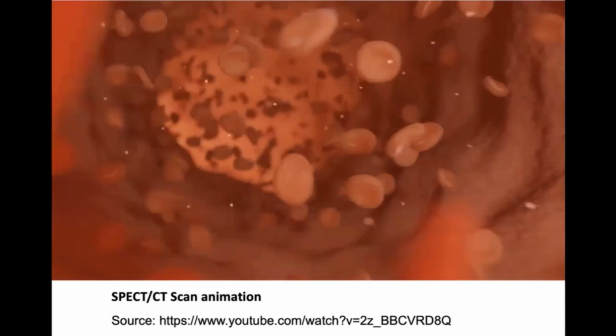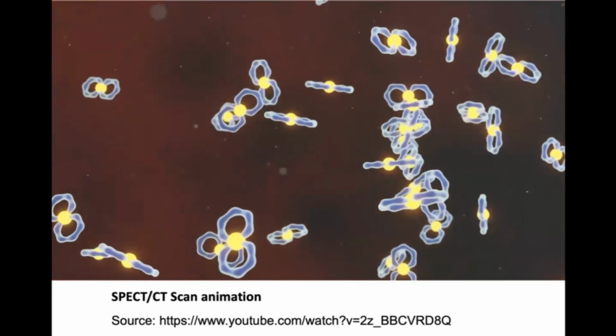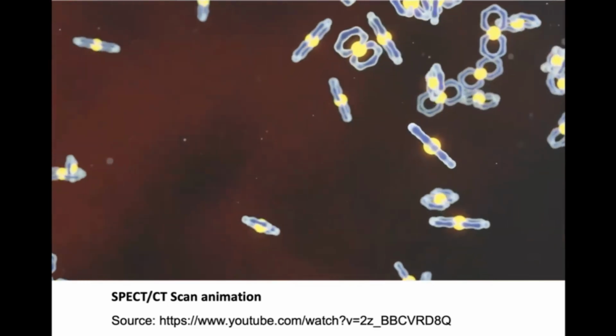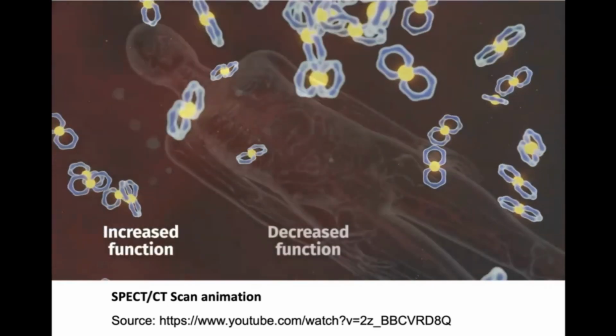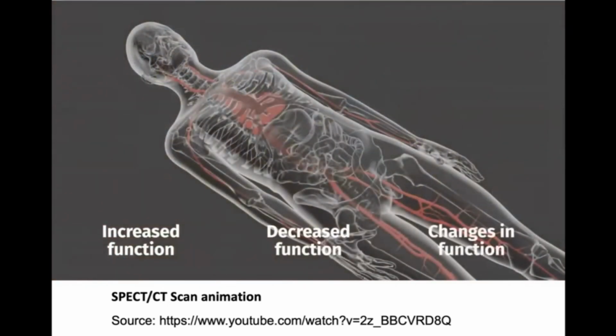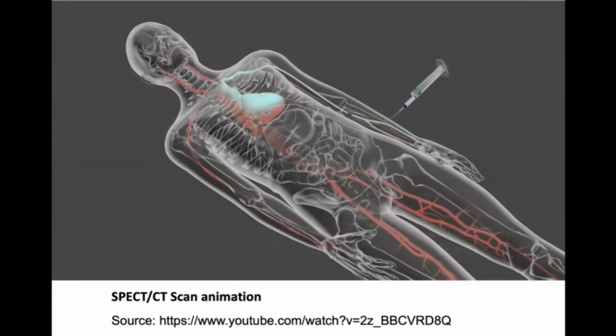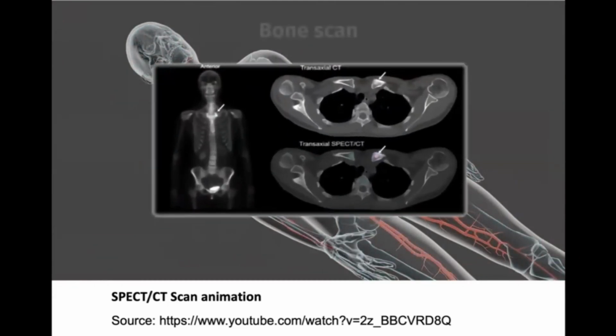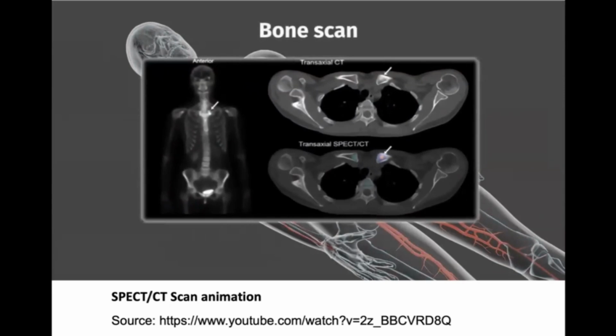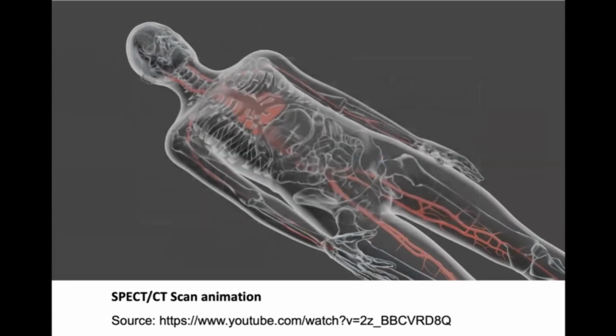The injected nuclear medicine gets taken up and concentrates in the part of the body under investigation. Some diseases cause increased function, some cause decreased function, and some cause changes in function, all of which can be imaged on the scanner. Virtually all organs and tissues can be investigated using nuclear medicine. The most common procedures include the bone scan to detect and assess changes in bone function associated with cancer, trauma, and metabolic changes, and many other diseases.